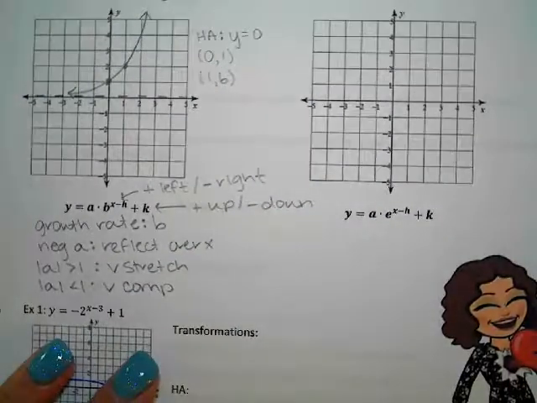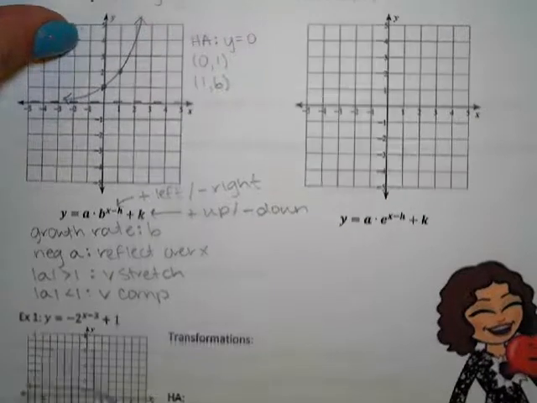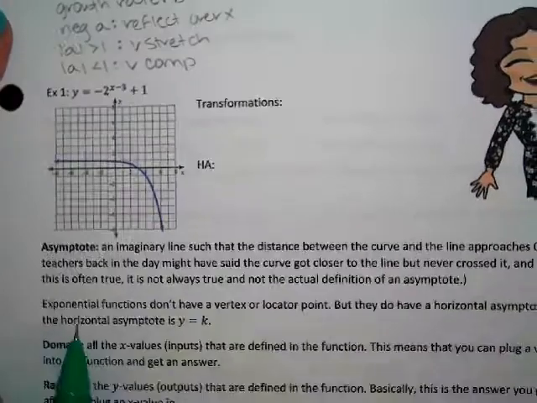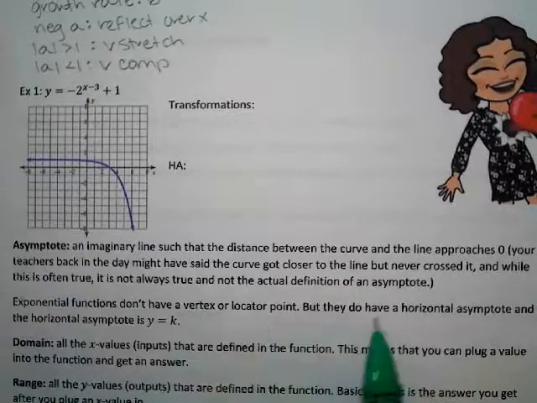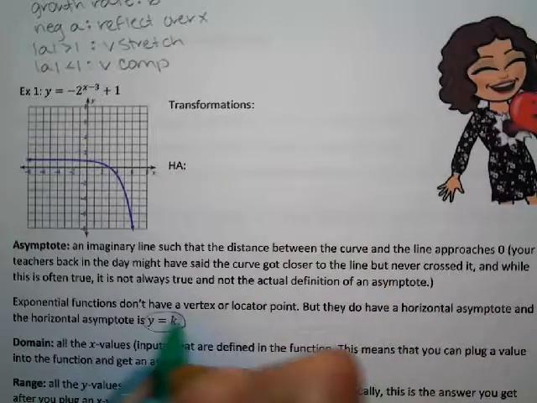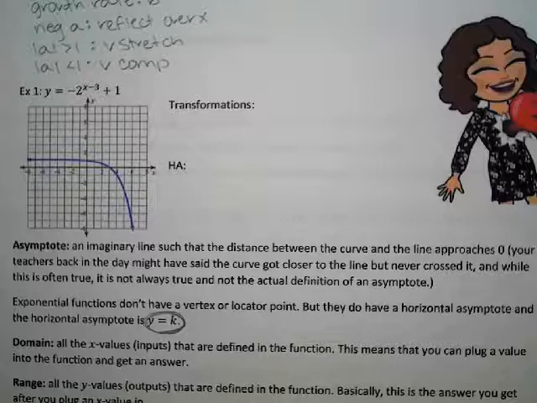So all the transformations are the same as what we recall for all of the different parent graphs that we have studied so far. Here the only difference from the other graphs is that, kind of like rational functions, we don't have a vertex, we don't have a locator point. So like I said down here, exponential functions don't have a vertex or a locator point. They do have a horizontal asymptote, and the horizontal asymptote is y equals k. It would be good for you to circle that. So kind of similar to the rational functions in that they do have a horizontal asymptote, but different because they don't have a vertical.